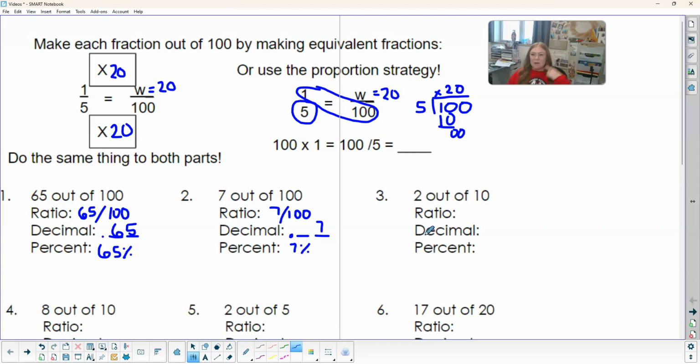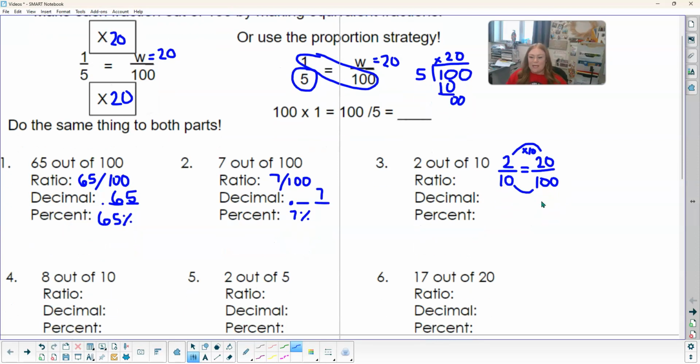Hey, this next one we're going to have to do one extra step because it's not out of 100. So we have the ratio 2 out of 10. I'm going to write it over here so we can do it sideways. And we need to get to 100. So I need to think, how do I get from 10 to 100? 10, 20, 30, 40, 50, 60, 70, 80, 90, 100. It's 10 times. So if I times this by 10, I also need to times this by 10. So 2 times 10 is 20. Now I have 20 hundredths.